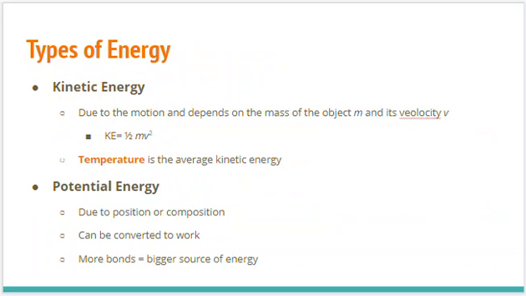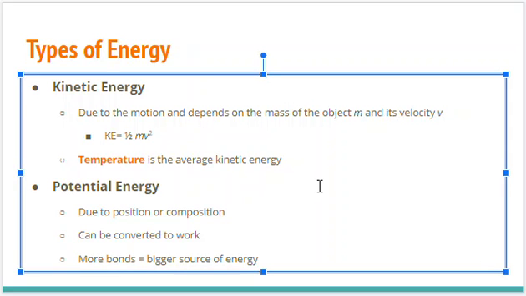So we have our 2 types of energy. We have our kinetic energy and our potential energy. Kinetic energy is due to motion and depends on the mass of an object and its velocity. So there's that physics equation there, KE equals 1/2 mv squared. And our temperature then is the average kinetic energy of our system.